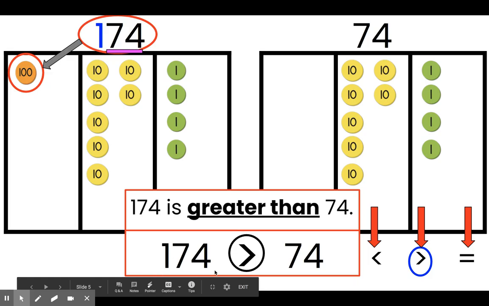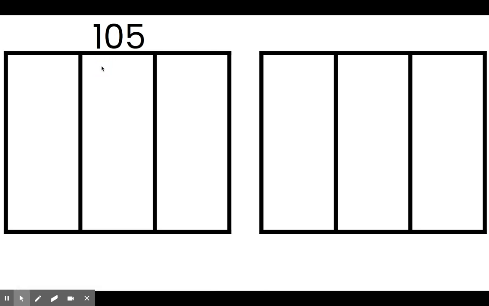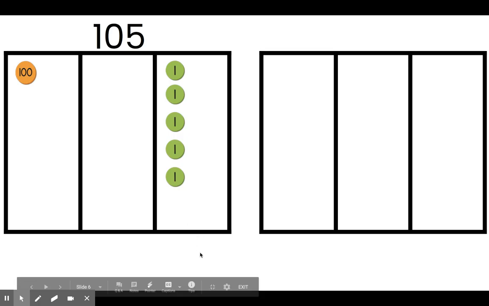It's the largest. Let's look at 105. In the number 105, we have 100 and 5 ones. Now, we're going to compare this number to 135.